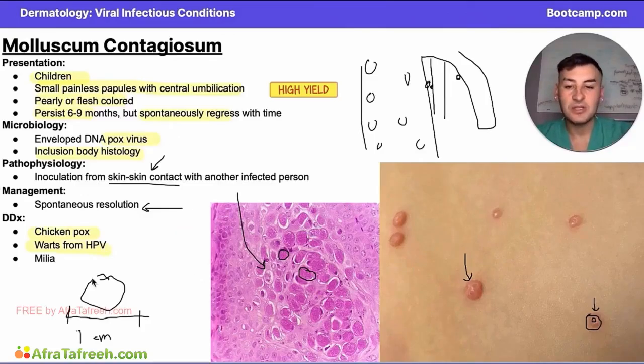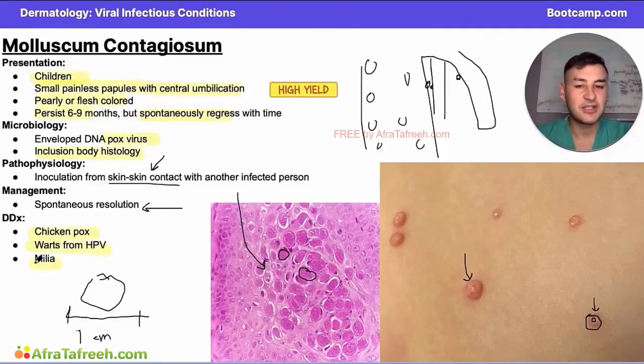And then when we're talking about milia, we normally see milia on the facial structures, whereas molluscum contagiosum tends to be on the trunk and the extremities. So that's another way to differentiate. Additionally, milia will not have central umbilication. It tends to be a finer white papule that's a little bit smaller than the lesions we see in molluscum.